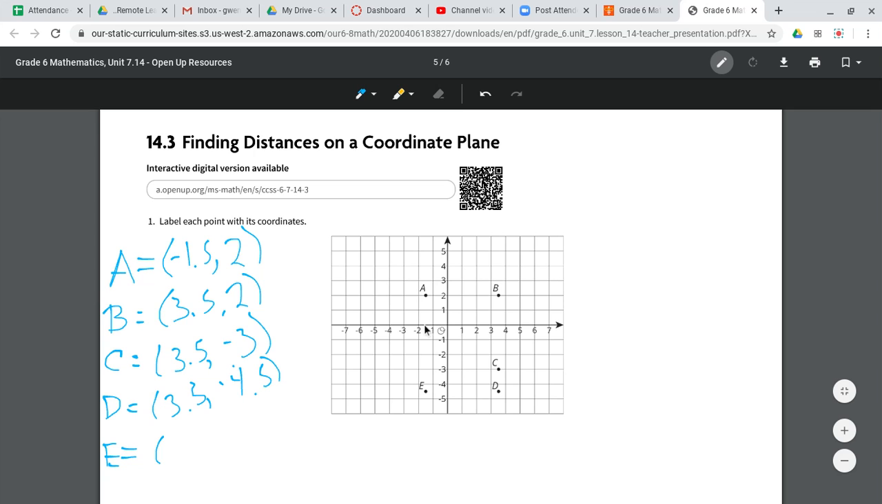So we're over here. We go over -1.5 again, so just like A. And then for our Y value, we're going down 1, 2, 3, 4.5. So we're down at -4.5. Excellent. So we're going to use these coordinates to help us for the next part.